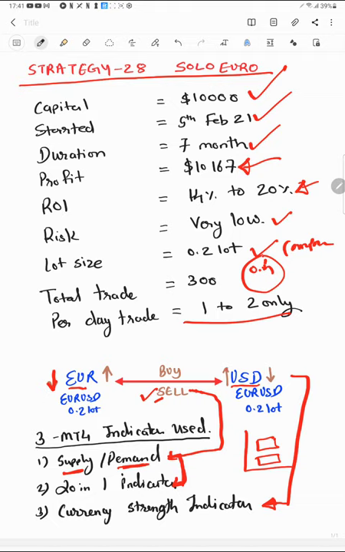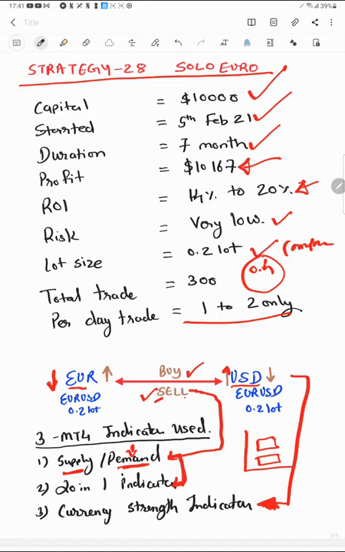In the same way, we will check the USD strength, whether it is strong or weak. As per that, if the USD is strong, we will take the sell position. If USD is weak, we will take the buy position in EURUSD. For the buy and sell positions, we will choose these two indicators. And for the strength of the individual currencies, we will check these currency strength indicators.